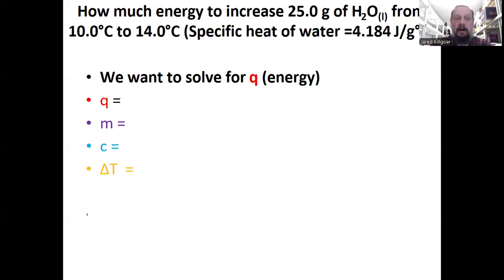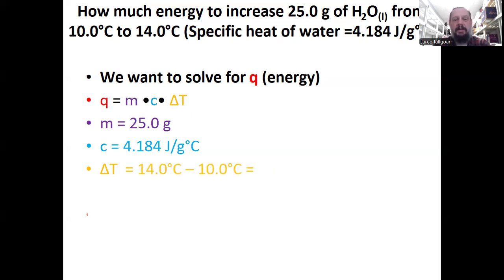So I want to solve for the variable Q. And Q is the product of mass, specific heat, and temperature change. So let's identify my variables here. The units will help you do that. So the m, the mass, is 25 grams. The specific heat capacity of liquid water is 4.184 joules per gram degree Celsius. The temperature change of the water, 10 degrees Celsius to 14 degrees Celsius, is going to be 4.0 degrees Celsius.